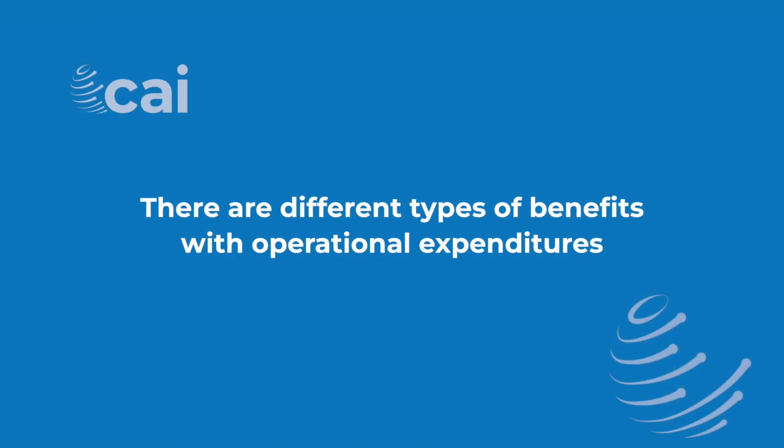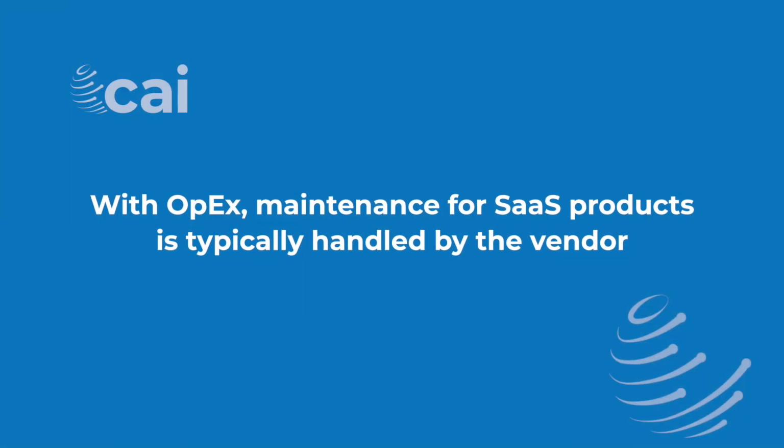With operational expenditures, there are different types of benefits. OpEx typically has a lower upfront cost, or maybe pay as you go, leaving you with more cash for other needs. You also can purchase a smaller number of users up front and then add access as your company grows. And maintenance for SaaS products is handled by the vendor instead of your own internal team.